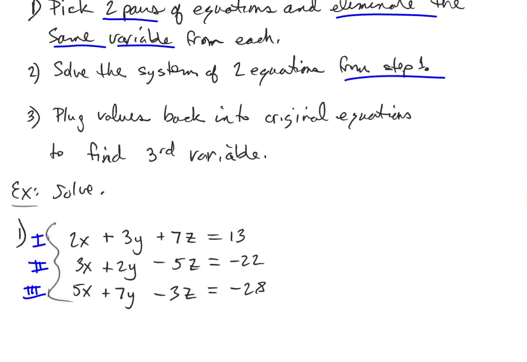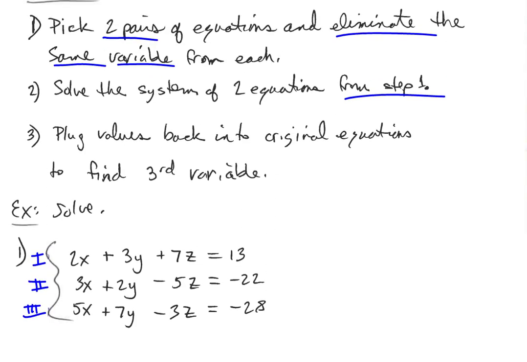Now step 1, as we said above, is to pick 2 pairs of these equations and eliminate the same variable from each pair. By the way, there's usually more than one way to go about it, or more than one way to pick 2 pairs. We want to pick 2 pairs that will target any variable we want to eliminate. It doesn't matter which variable you pick, and that can be both good and frustrating, because sometimes too much freedom can feel frustrating.